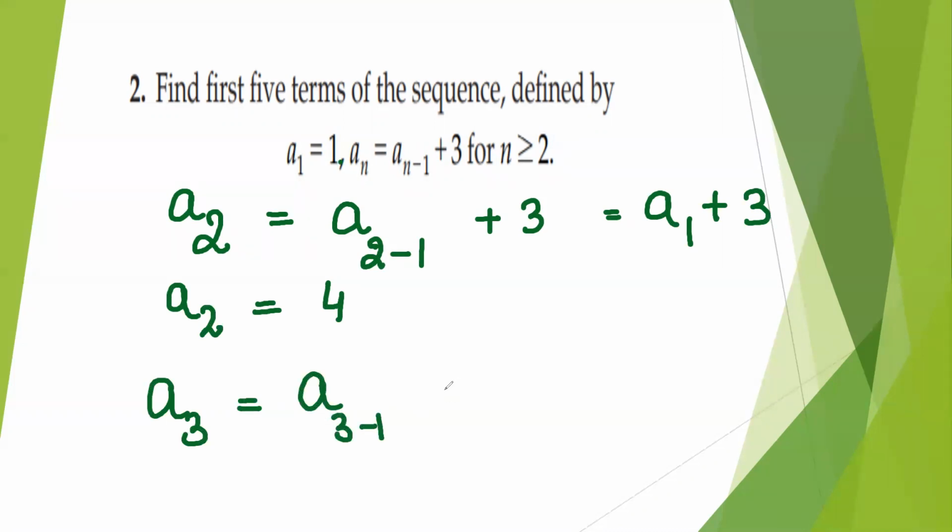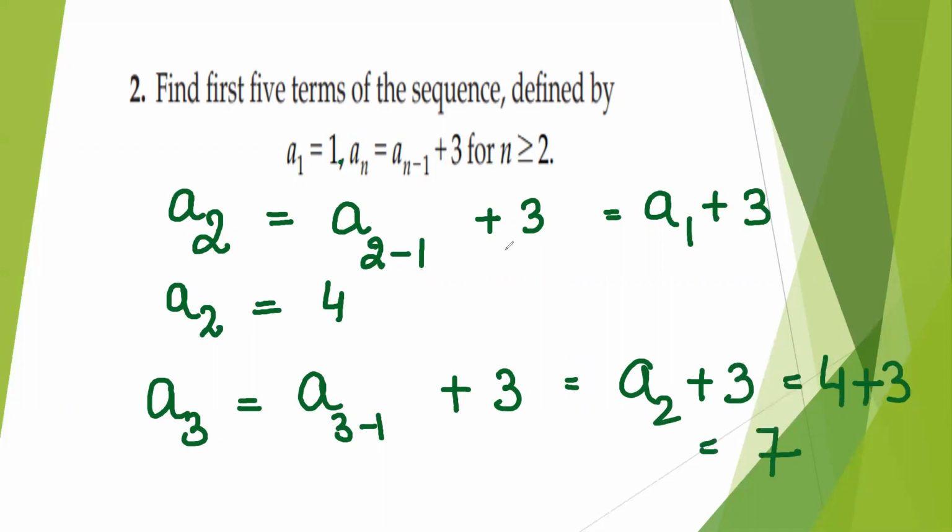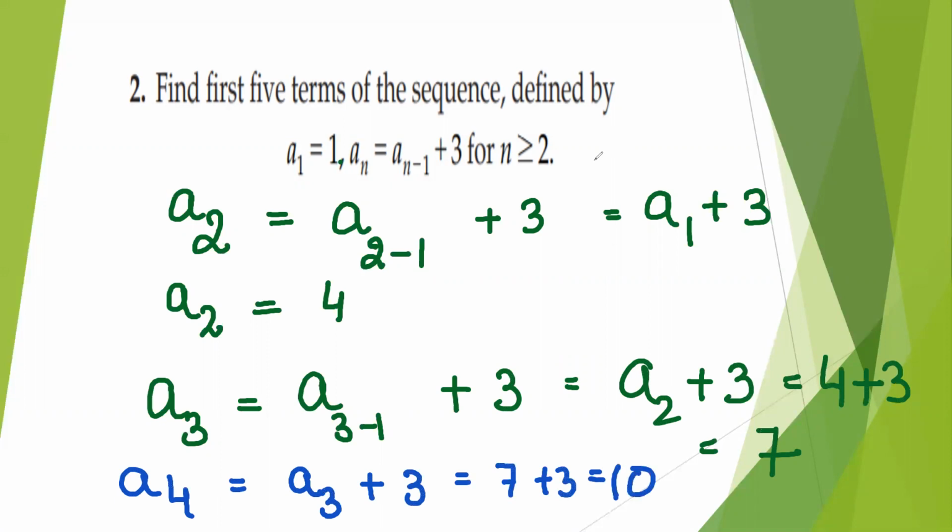a_(3 minus 1) plus 3. So every time you have to put a_2 plus 3. So a_2 is 4. So 4 plus 3 gives you 7. So similarly, we can find a_4 as well. So a_4 will give you a_(4 minus 1), which is 7, plus 3. So 7 plus 3, 10. Right. So your sequence comes 1, 4, 7 and 10. So you can see this is an AP series where the difference is 3.